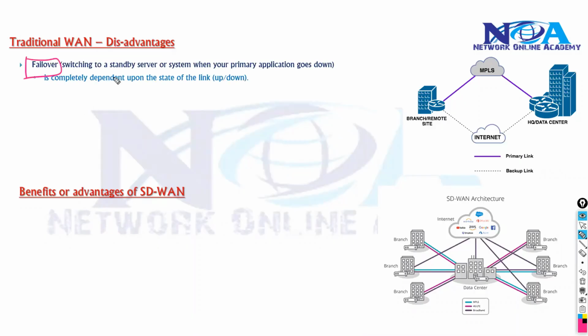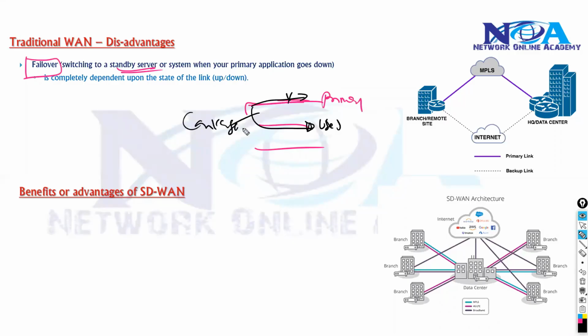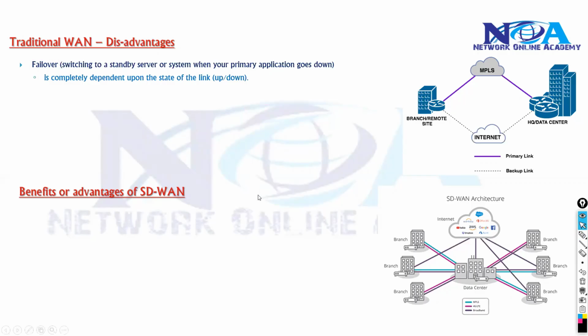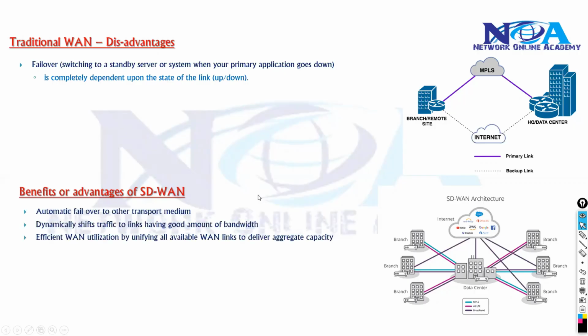Like here, one of the disadvantages is the failover. Let's say you have two links, and the primary link is always being utilized. If the primary link fails, it will start using the second link, right? But that depends upon the convergence of your OSPF or EIGRP protocol, and until then, probably the link will be down, right? So with SD-WAN, we are going to automatically fail over between them.